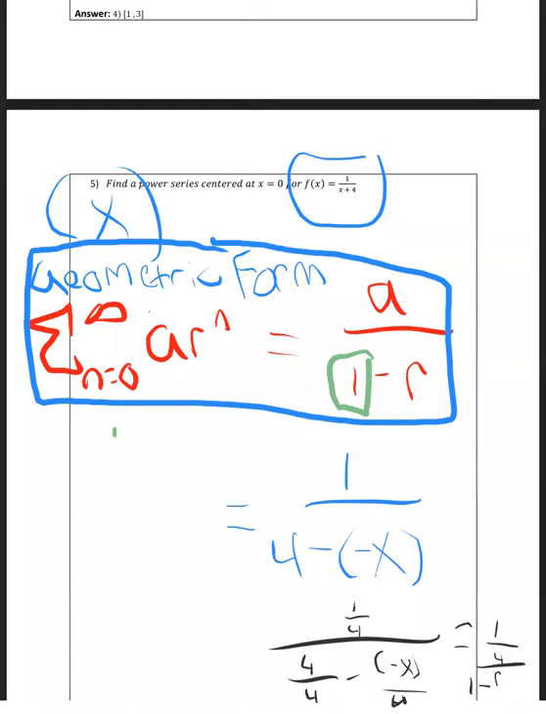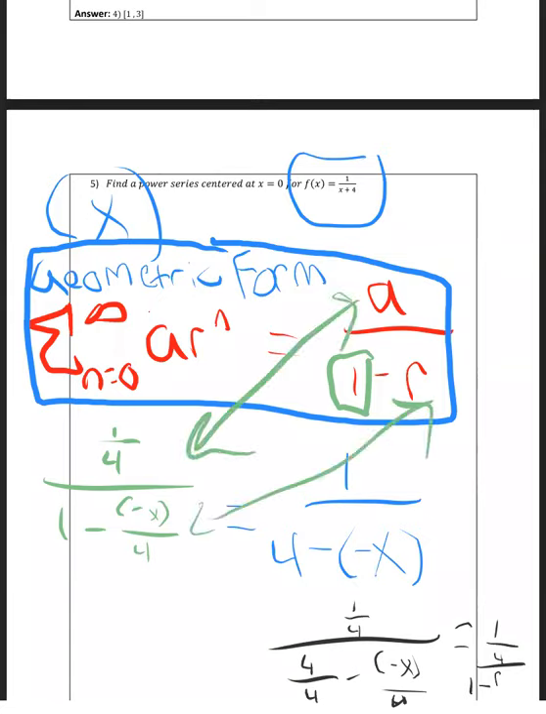So this is what we're left with. So now it looks like this. Now we can align. So this goes with A and this goes with R. So we know that the A is 1 over 4. We know that the R is negative x over 4. Does that make sense? Yeah.